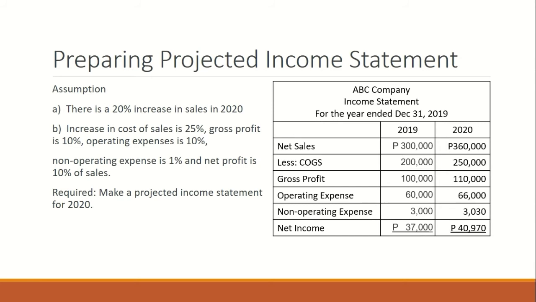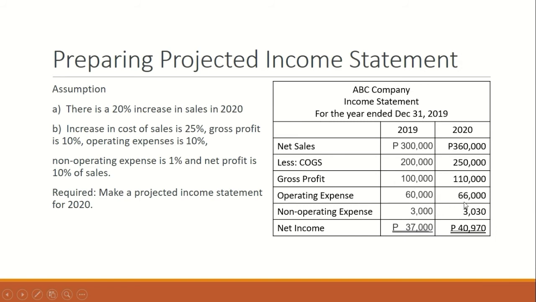Next, sa cost of goods sold, meron tayong 200,000 sa 2019 and nag-increase tayo ng 25%. So 200,000 times 25% is equivalent to 50,000. So 50,000 plus 200,000 is equivalent to 250,000. So 360,000 minus cost of goods sold, which is 250,000, is equivalent to 110,000. So malalaman din natin kung tama ba yung assumption natin kapag divide natin ang 100,000 sa 110,000.